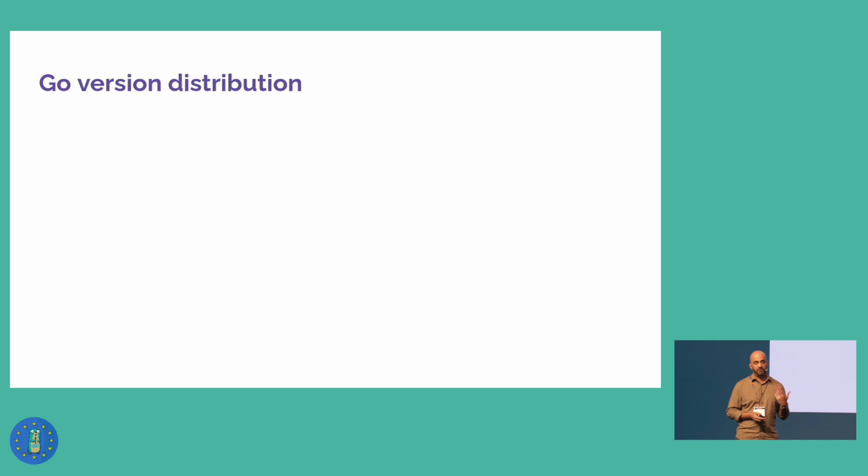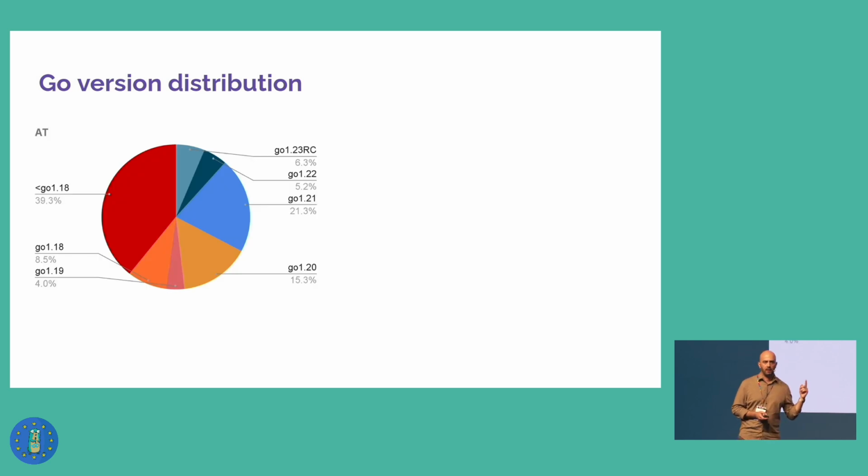Here's where things get very, very interesting. What were the Go versions used to build these binaries? First, let's start with the AT set. Here's the pie chart. I'm going to take you through this step by step. The first thing I'd like you to focus on is the red part.